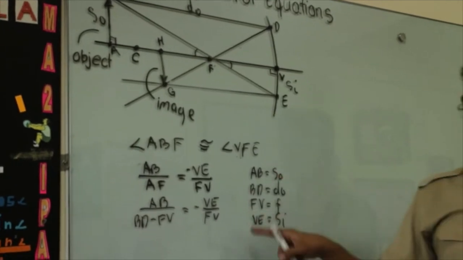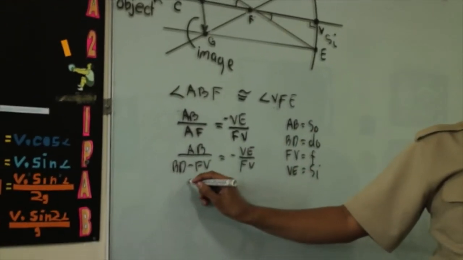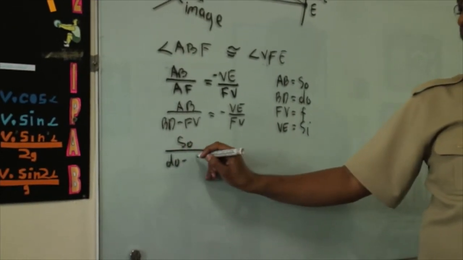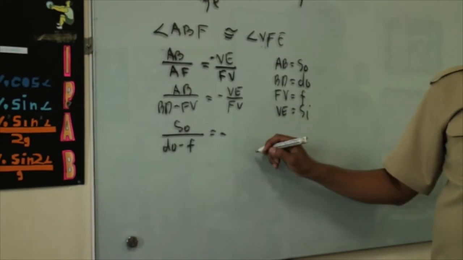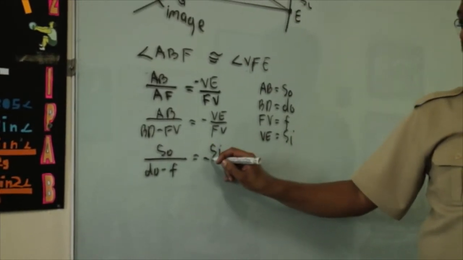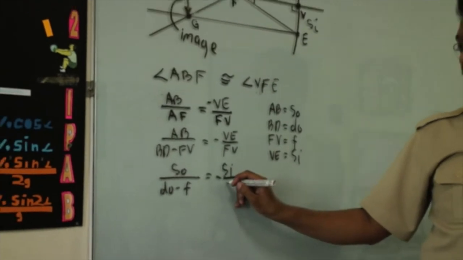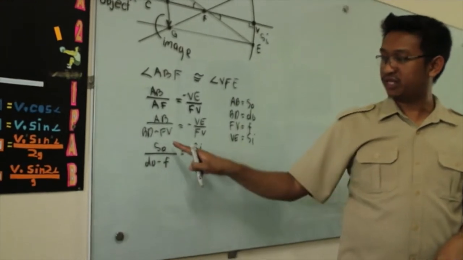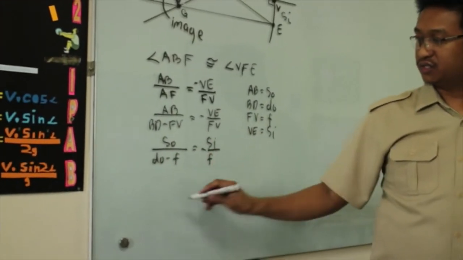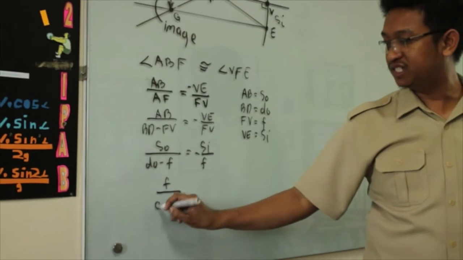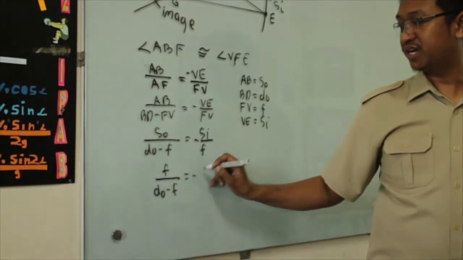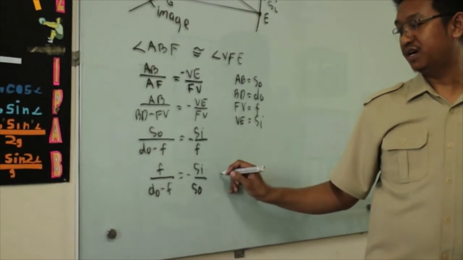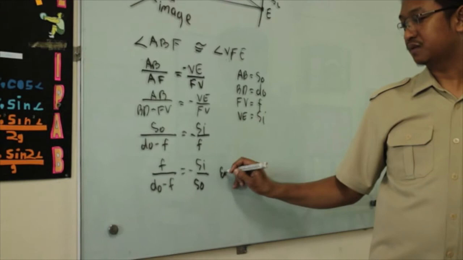Now let's substitute this in here. So again, AB is SO, SO over DO minus F is equal to negative SI, VE is SI over F. Can you follow? Yeah. Then we cross multiply this. We can just flip SO and F so that it becomes F over DO minus F is equal to negative SI over SO. And we will call this our first equation.